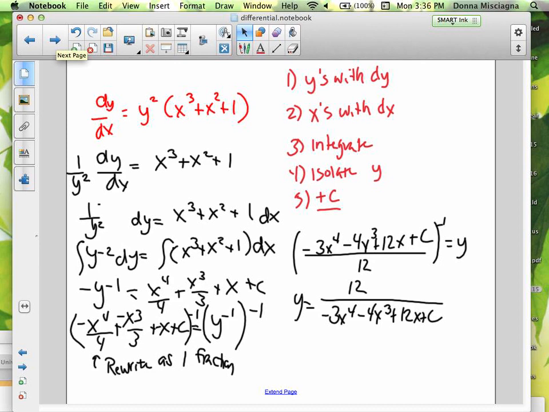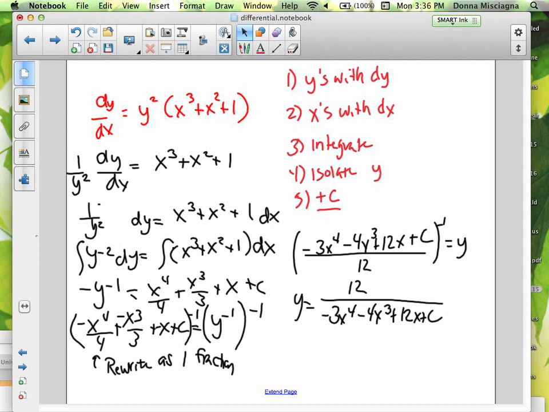And then I don't really want 1 over y. I want y. So if I raise both sides to the negative 1 power, those will cancel here. So now I've got y. And now I've made this all raised to the negative 1 power. So now if all of this is to the negative 1 power, then it'll move into the denominator. So that's why I want to rewrite it as one fraction.